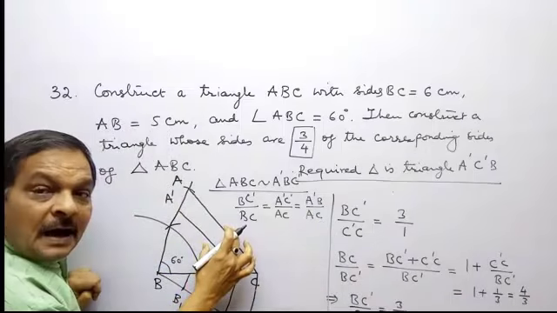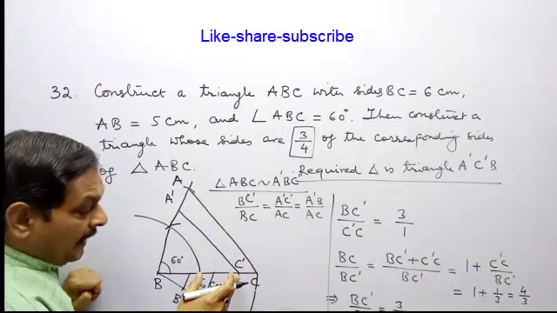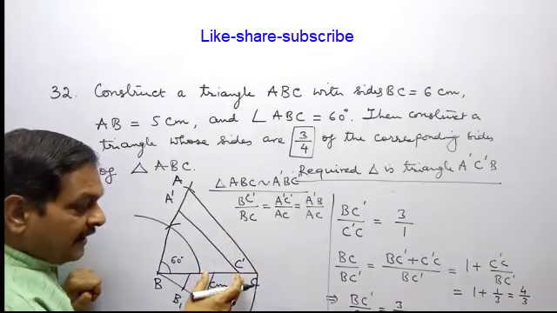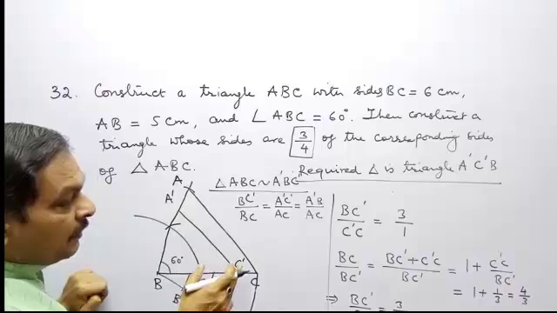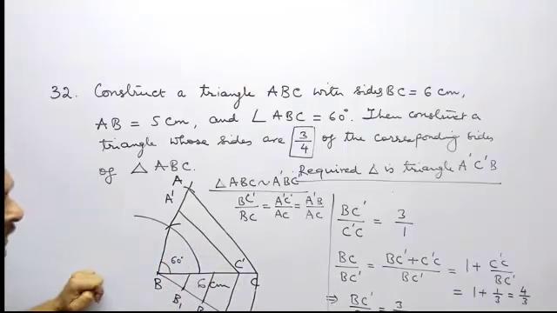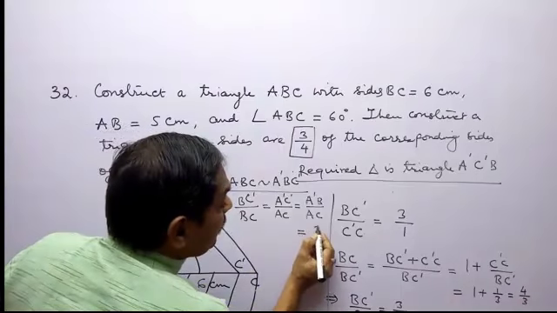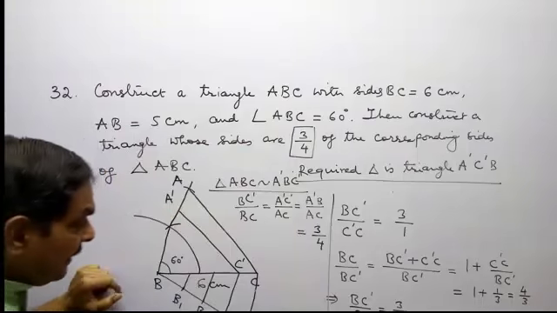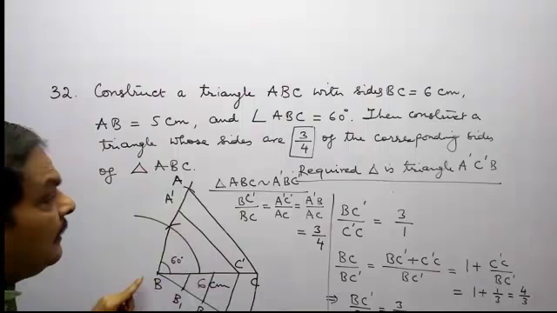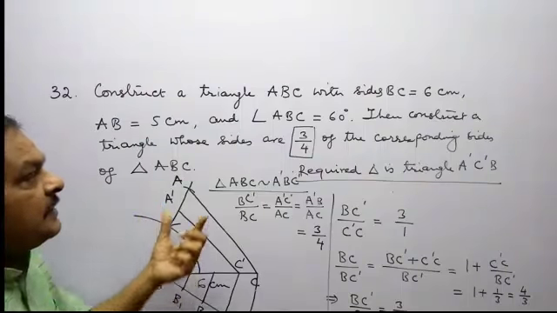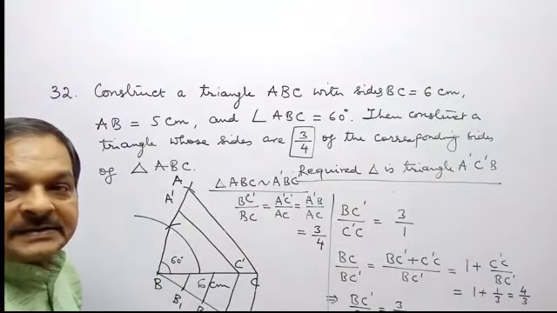because these two lines are parallel, and we know that if we draw a line parallel to the third side in a triangle joining two sides of the triangle, then the triangles we obtain are similar triangles. Now BC dash upon BC, we have seen that it is 3 upon 4. So hence we can say that the triangle A dash C dash B we have obtained has sides 3 upon 4 of the corresponding sides of the triangle ABC.